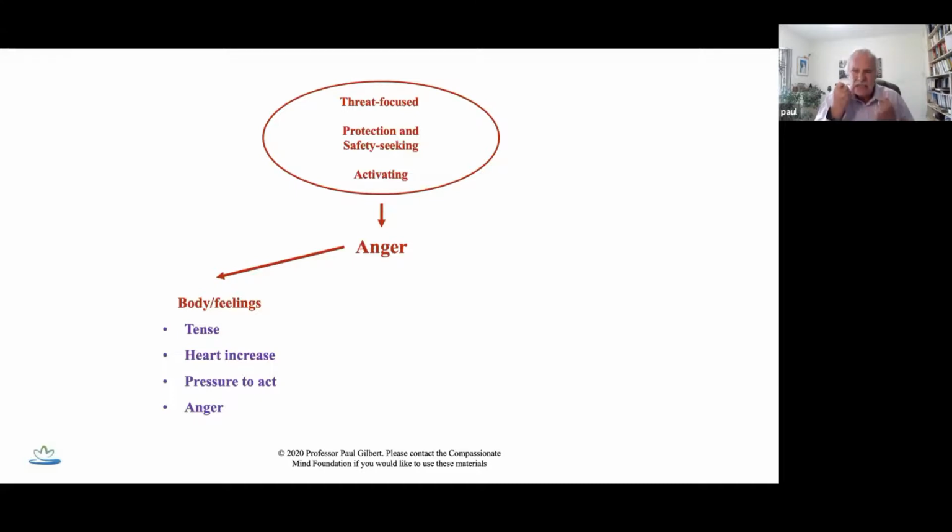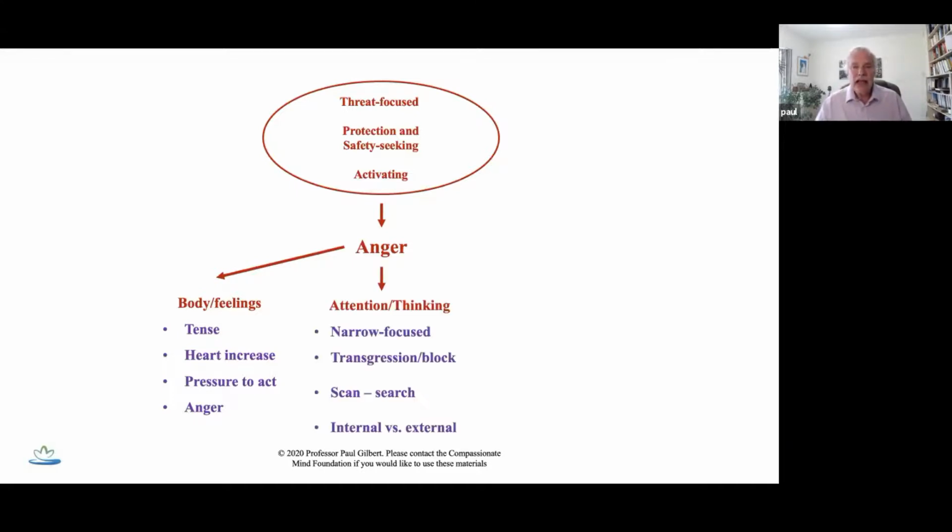You get flushed, tighten the muscles, okay? And what happens to your mind? Your mind starts focusing on what you're angry about and what they said and what you're going to say or whatever it is. You have a narrowing of focus. You focus on the transgression. You scan the environment. You might blame yourself or blame other people. You didn't choose to have that. It's designed for you, not by you.